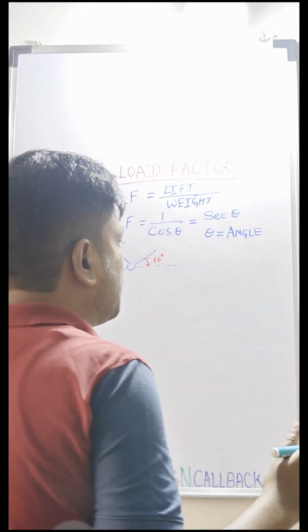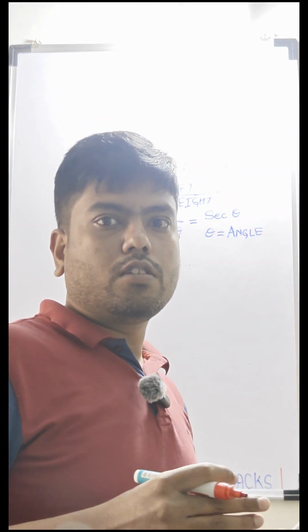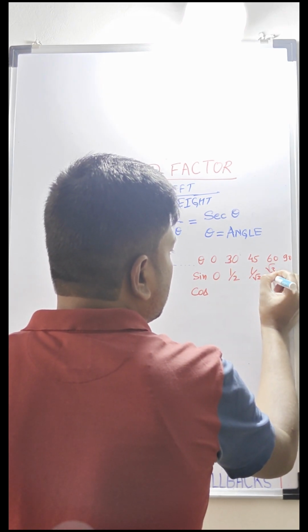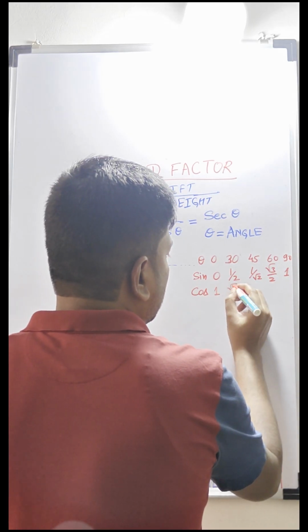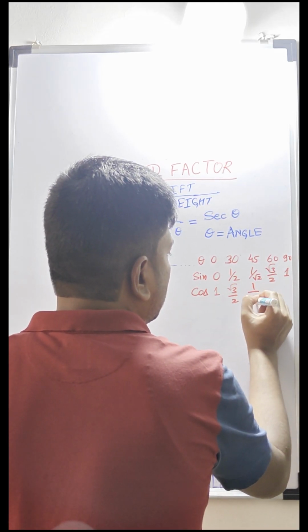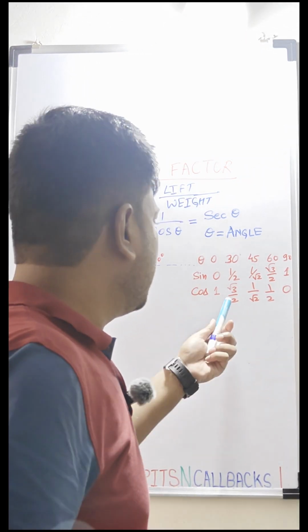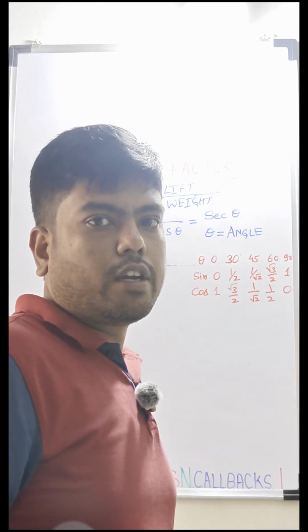Now here we need to remember a couple of things, right? I'm not sure if everybody remembers the sine theta and cos theta values. Sine theta is 0, 1 by 2, 1 by root 2, root 3 by 2 and 1. And cos theta will be the reverse of it: 1, root 3 by 2, 1 by root 2, 1 by 2, and 0, right? The reason I have written this down is because some of you might not remember, so it will be easier for you to refer to this, right?